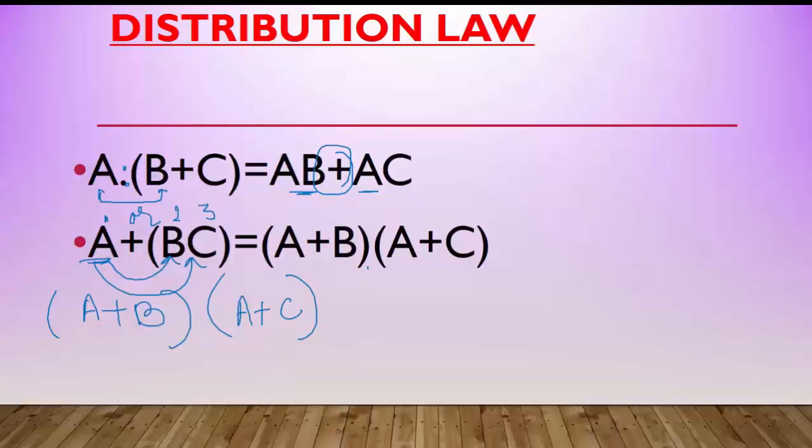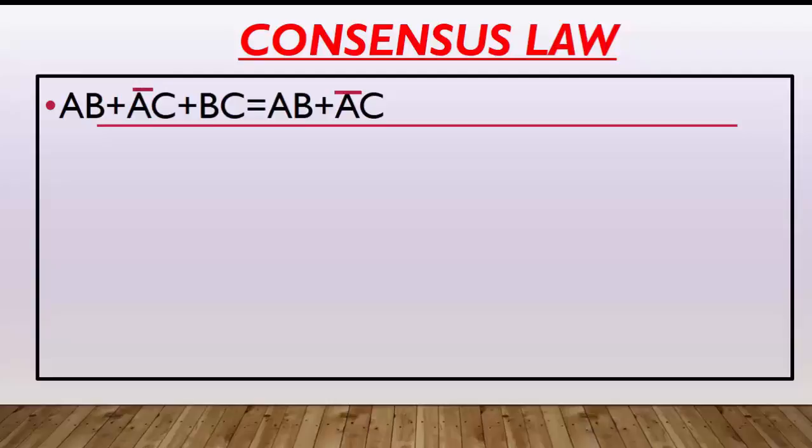Like that we have now the consensus theorem. What is the consensus theorem? Here if we have AB plus A bar C plus BC, you can see the difference, because the first and the second terms are complements of each other, and the third term is the product of the other two. So what you will get at the end is AB plus A bar C. So you can ignore this term. This you have to keep in mind while solving.